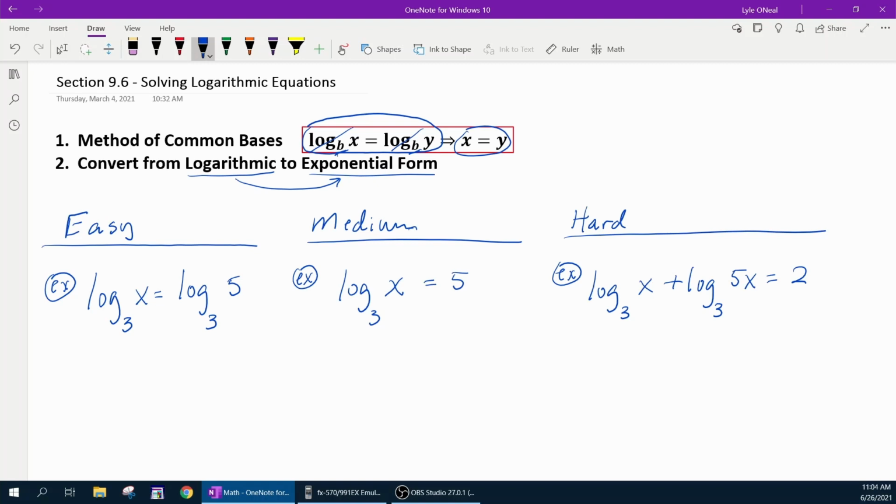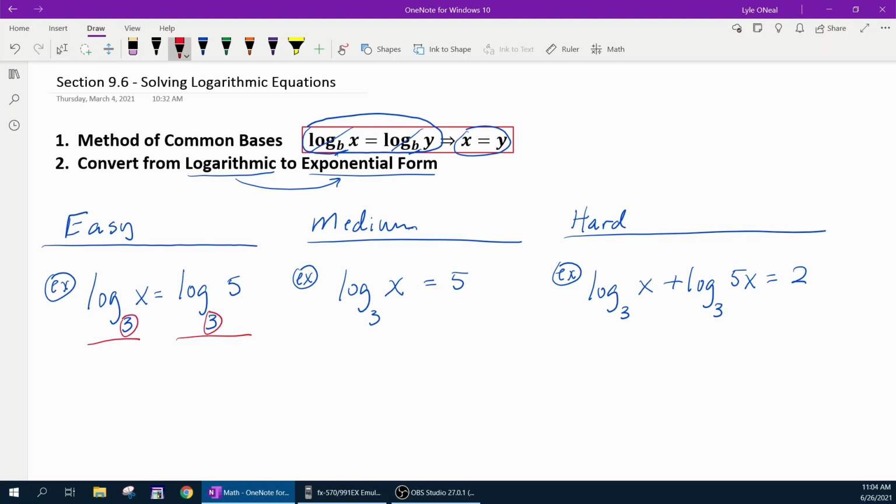Now, before I jump into the textbook examples, I want to explain that there are three categories of problems that we're going to run into. I'm going to sort them as easy, medium, and hard, and I'm going to explain why they are rated that way. First of all, the easy category is an equation where you have only two terms, they both have a log, and the logs both have the same base.